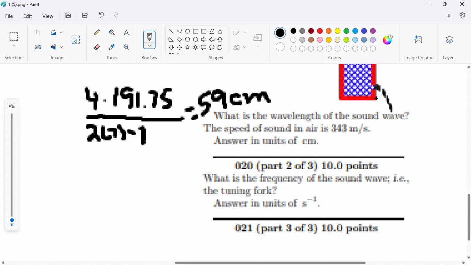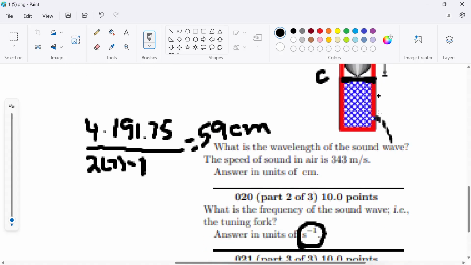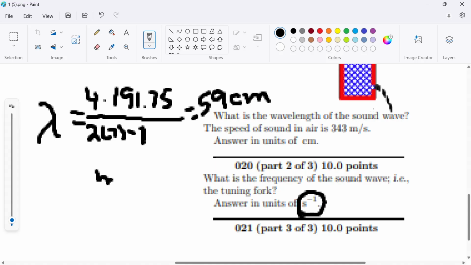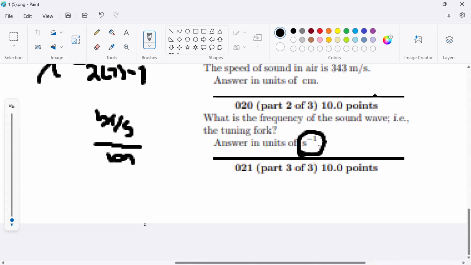What is the frequency of the sound wave in the tuning fork? Answer in units of seconds minus 1. In other words, 1 over seconds. Well, I've got the wavelength is 59 centimeters. I've got the speed of sound as 343 meters per second. Well, if I divide meters per second by centimeters, I'm going to get meters per second centimeters. If I divide meters per second by meters, the meters will cancel out and I'll have 1 over seconds. So I have to convert this wavelength into meters.